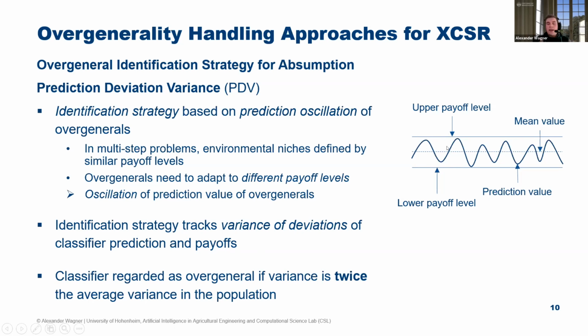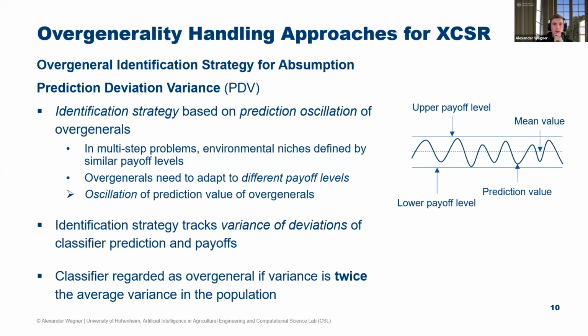So this oscillation can be detected, and to detect it, this identification strategy tracks the variance of the deviations between the classifier prediction and the payoffs the system receives. This is tracked for all classifiers in the classifier population. And in case the variance of a classifier is twice the average variance in the population, this classifier is then regarded as overgeneral.